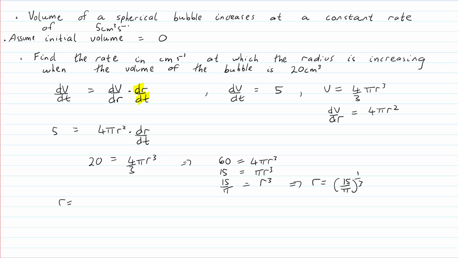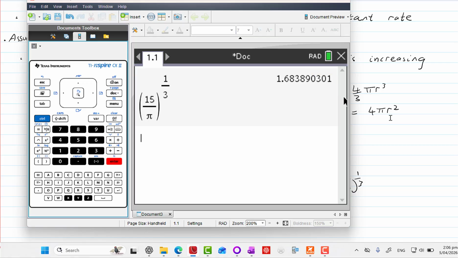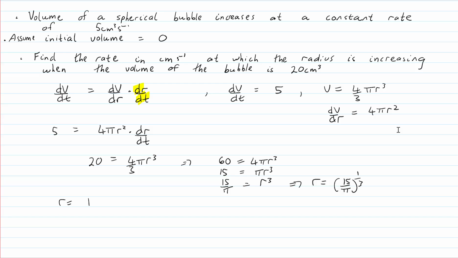So we'll write that down as a decimal. We'll get the calculator up. Okay, so we've got it typed in here. So r is about 1.68389. You can leave it just as 15 over pi all to the power of 1/3, but writing it as a number here, 1.68389 and so on, just might make it a bit easier to put into the calculator later. Okay, so now we can go about solving for dr by dt.